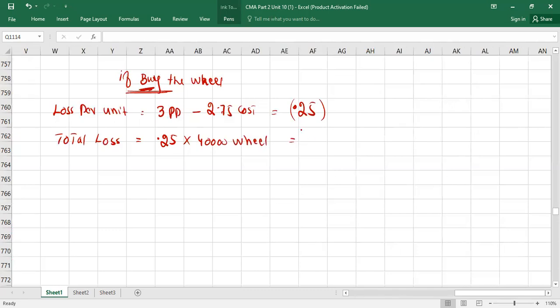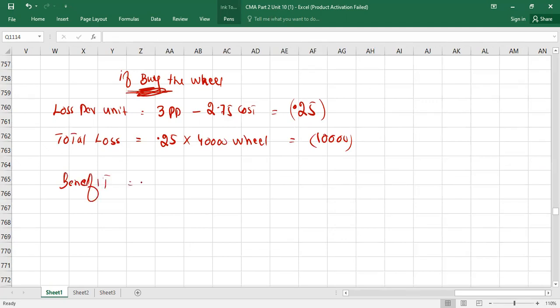If you multiply these two, your total loss will be $10,000 if you buy the product. Please don't forget we are discussing if we buy the product. So the total loss will be 10,000. But if you buy the product, there is another benefit.